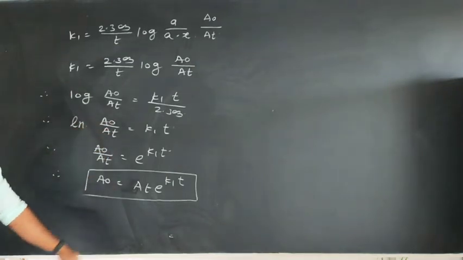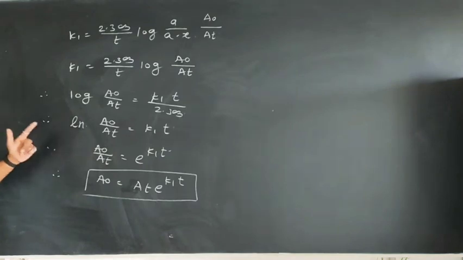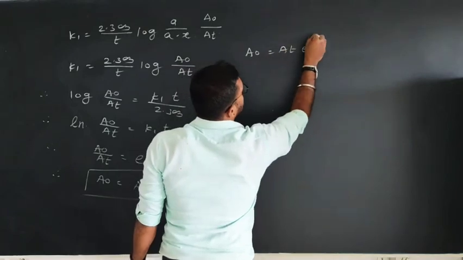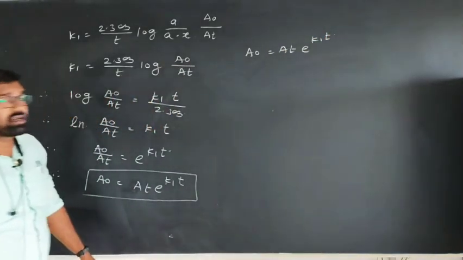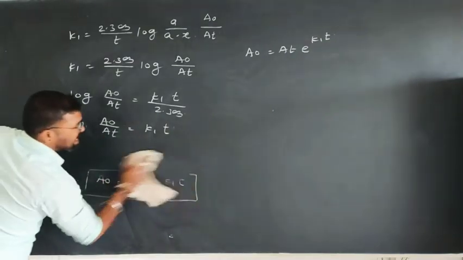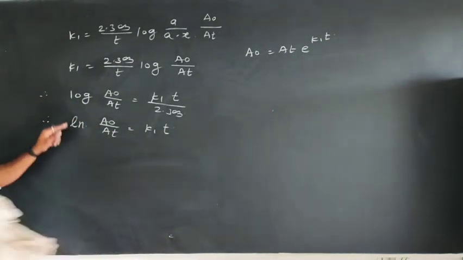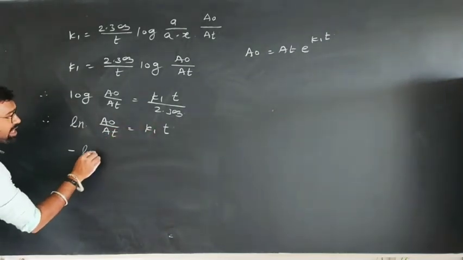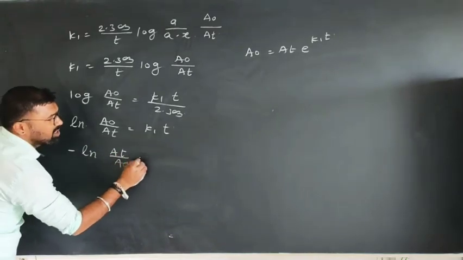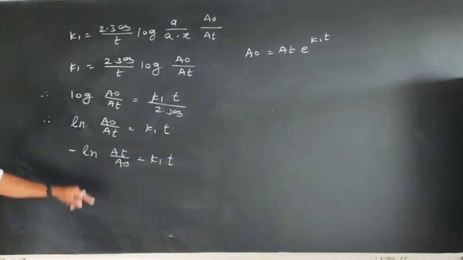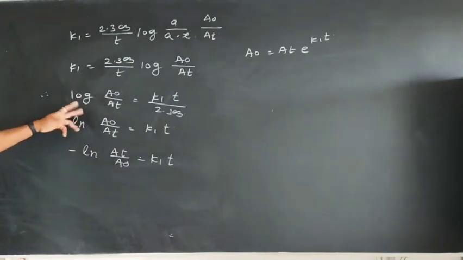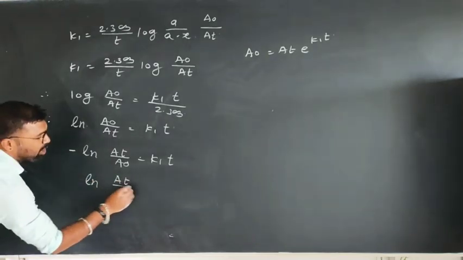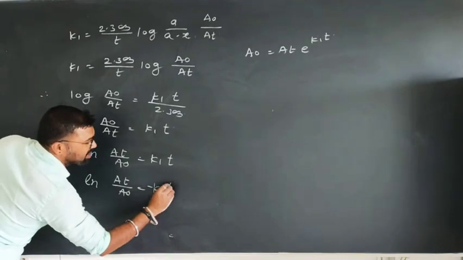Suppose I want to write the exponential form in terms of At, I can. How? I have A0 is equal to At into e raised to K1 into t. Now for the same, ln of A0 upon At is equal to K1 into t, so I write minus ln of At upon A0. How is this possible? According to the logarithm rule, if you interchange the numerator and denominator, you give the negative sign. So ln of At upon A0 is equal to minus K1 into t.